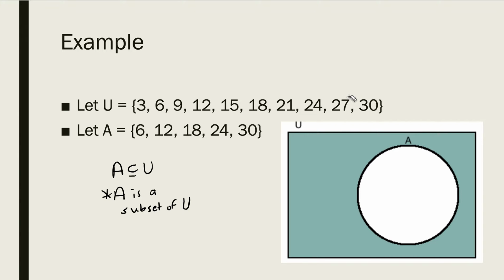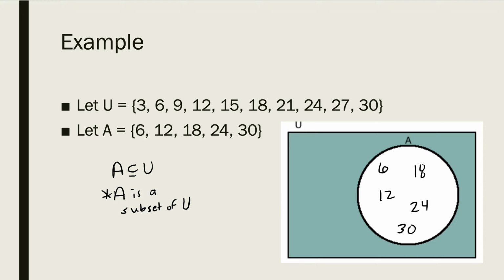So why is that important? That determines what our picture, what our Venn diagram is going to look like. If we know that A is a subset of U, then A should be inside set U. So set U is the green box, and the subset A is the circle, and the circle is completely inside the box. So what I'm going to do is write my elements in. All right, so I know that set A contains the elements 6, 12, 18, 24, and 30.